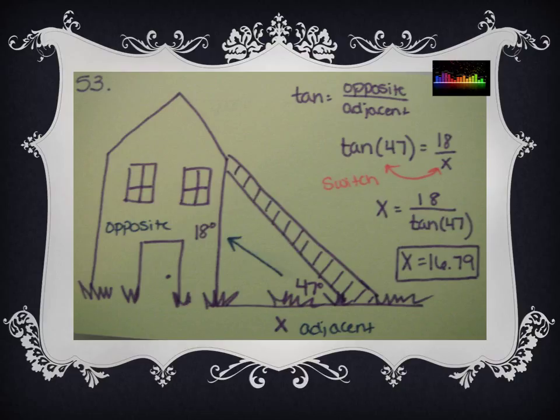So where the ladder and the ground meet, we label that 47 degrees. Then we are told to find how far the base of the ladder is from the house. So our ground will be x. 18 is opposite of our angle. The ground is adjacent to our angle. So the trig function that uses opposite and adjacent is tangent.